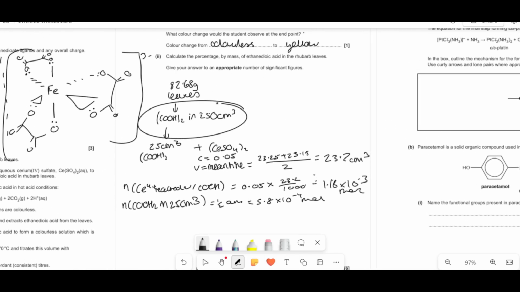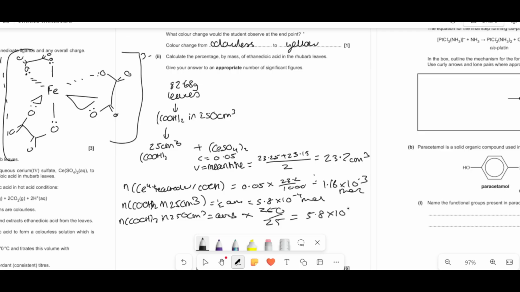Now we need to work backwards because we want to eventually find out how much is in the leaves here, which is from this 250 centimeter cubed. So we need to now work out the moles of the (COOH)2 in 250 centimeters cubed. So you would do your answer times 250 over 25, or 10, and you end up getting 5.8 times 10 to the minus 3 moles.